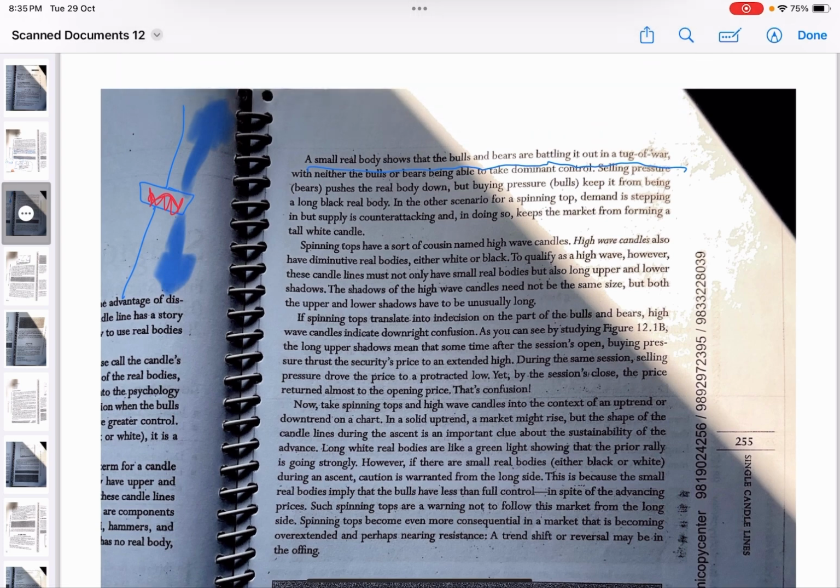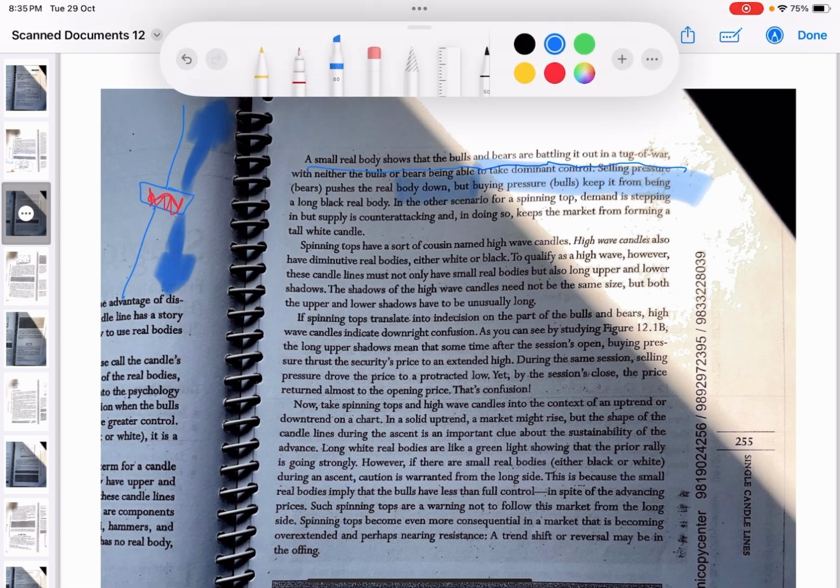Selling pressure pushes the real body down, but buying pressure keeps it from being a long black real body. In the other scenario, for a spinning top, demand is stepping in, but supply is counter-attacking, and in doing so keeps it from forming a tall white candle.